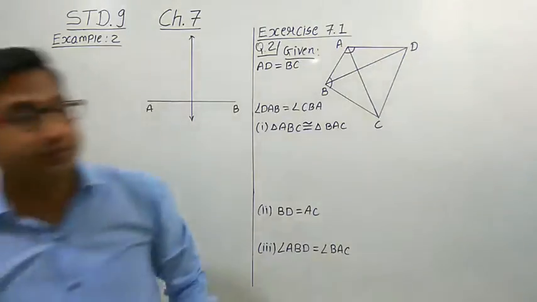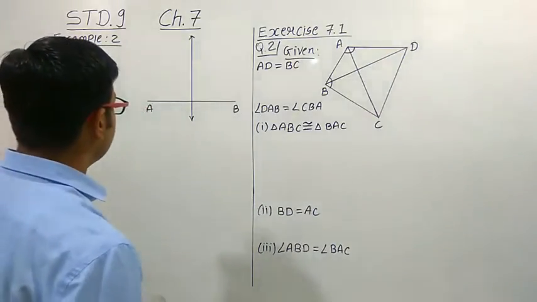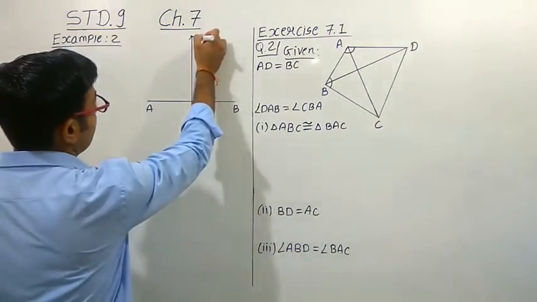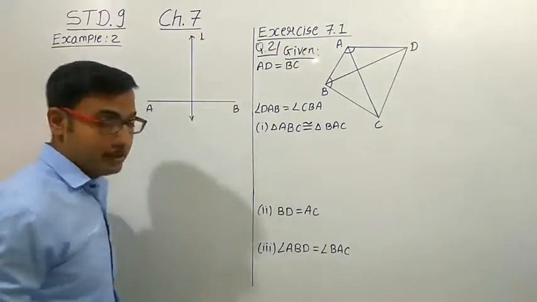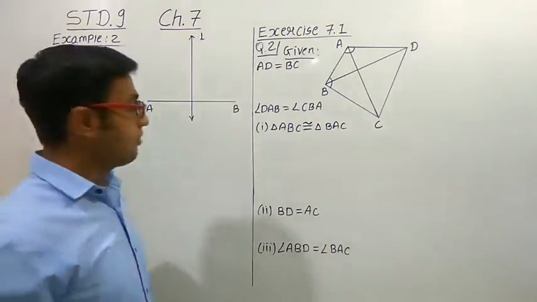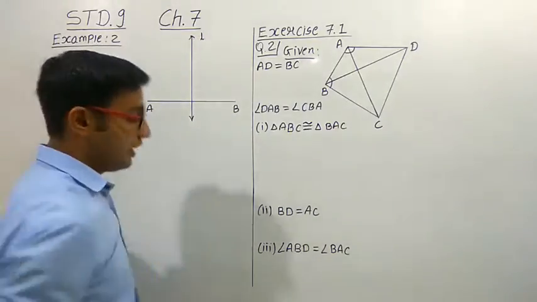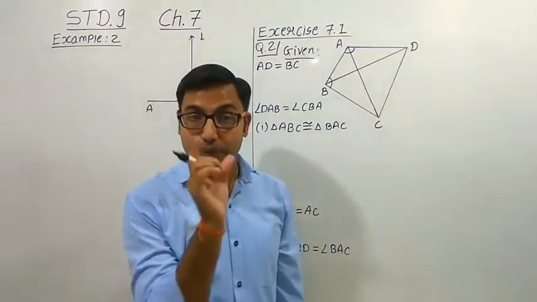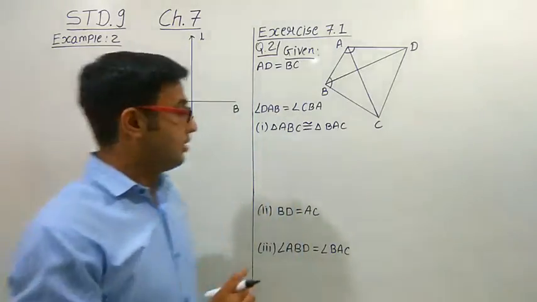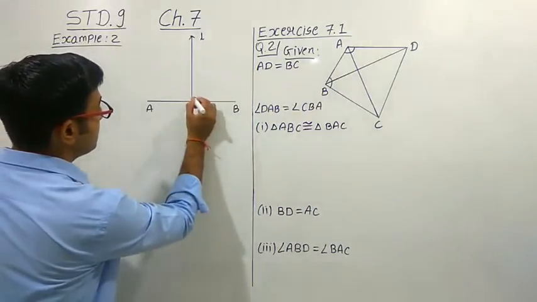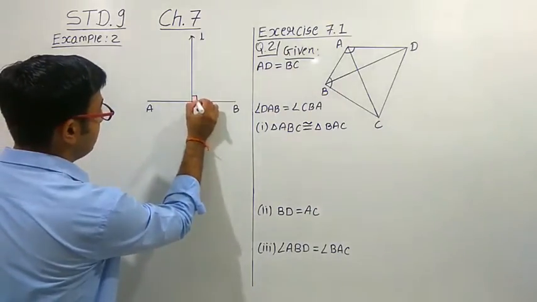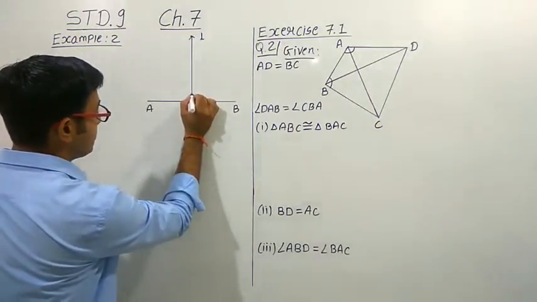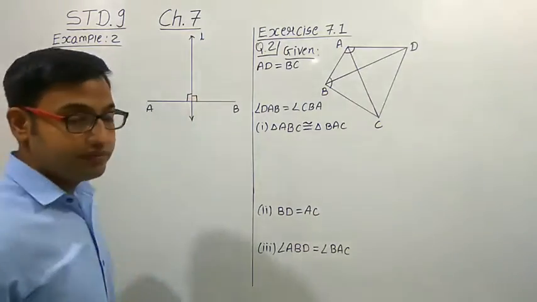So here in this question we are given that AB is a line segment and line L is a perpendicular bisector of this line segment AB. Now what is the meaning of perpendicular bisector? Two terms are there: perpendicular and bisector. Perpendicular means this angle will become 90 degrees. In the same way, this angle is also 90 degrees.